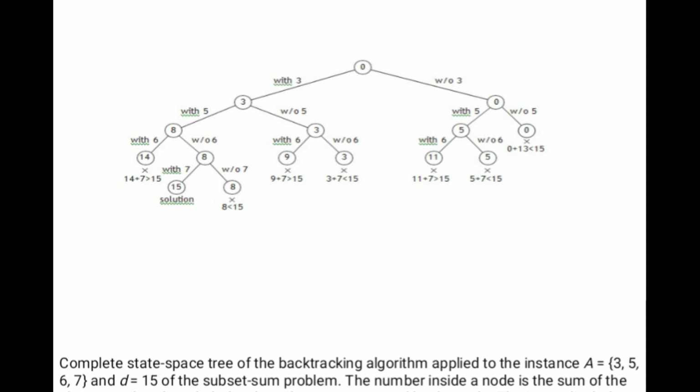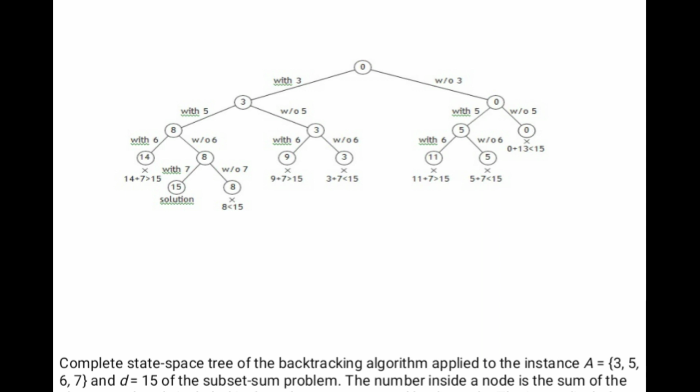Similarly, going to the left from a node of the first level corresponds to inclusion of A2, while going to the right corresponds to exclusion and so on. Thus, a path from the root to a node on the ith level of the tree indicates which of the first i numbers have been included in the subset represented by that node. We record the value of S, the sum of these numbers, in the node. If S is equal to D, we have a solution to the problem.